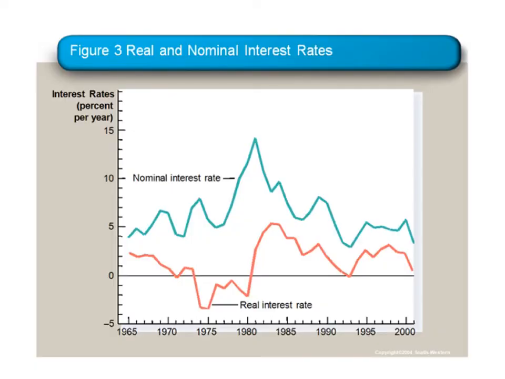So here's a graph of nominal and real interest rates over the last 45 years. You can see that the nominal interest rate and real interest rate both move, but most important to understand is the gap between the two. When the gap between the nominal and the real interest rate is really big, those are times of really high inflation. When the gap is smaller, as it's been in recent years, that means that the inflation rate is relatively low.